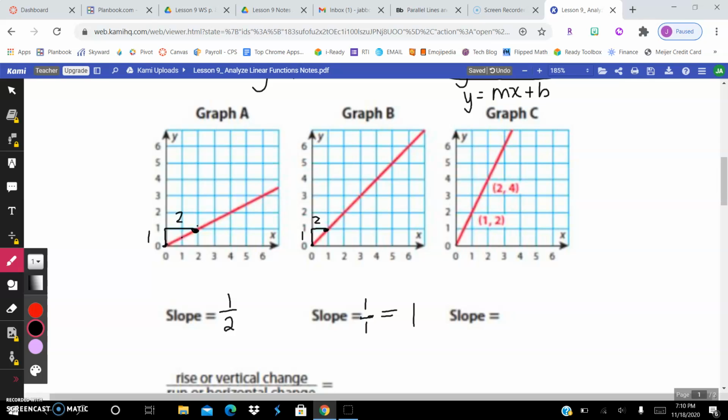And then our last one, it's telling us to use these 2 points listed here. So 1, 2, and 2, 4. That means I'm going to go up and over. Up is 2 and over is 1. So 2 over 1, and 2 over 1 simplifies to 2.